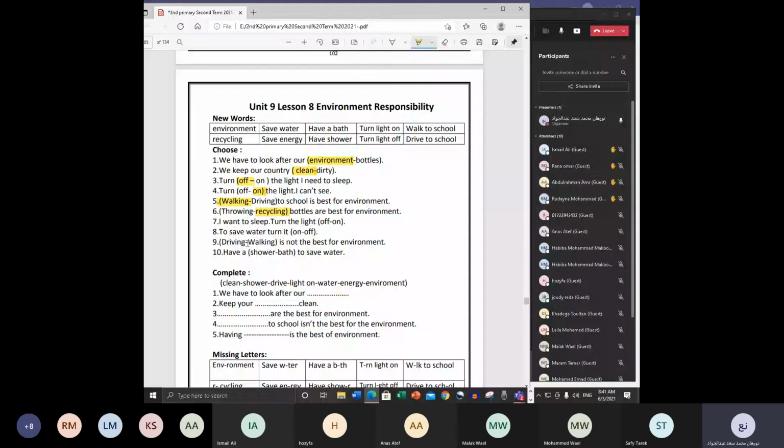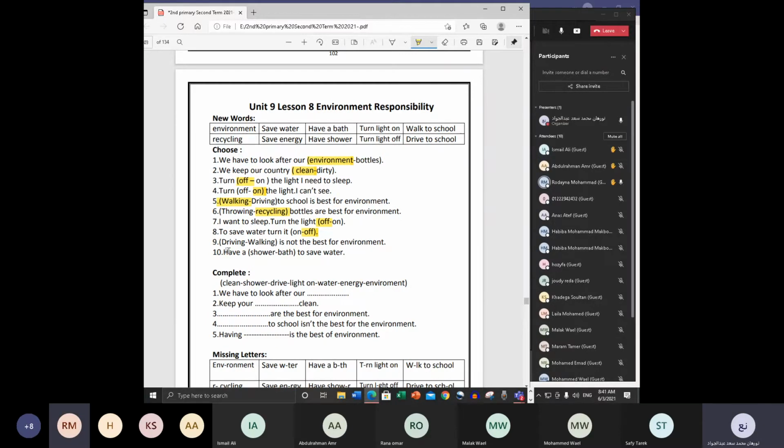Number seven, Rana Omar. Yes. Okay, Rana, number seven. I want to sleep. Turn the light off. Excellent. Thank you, Rana. Number eight, Abdulrahman Amr. Yes, miss. To save water, turn it on or turn it off? On. Can I turn off the faucet to save water? Okay, off. Turn off means close. Thank you.